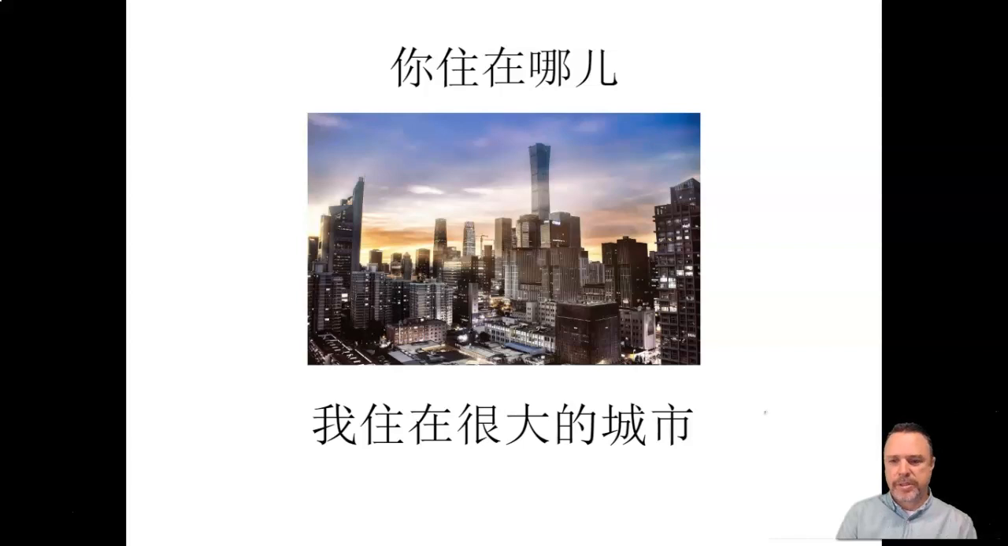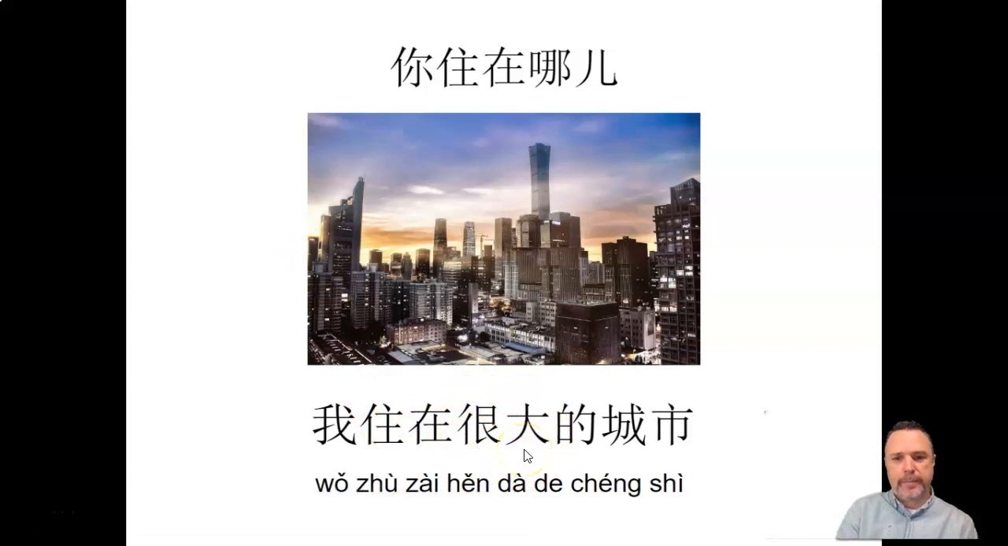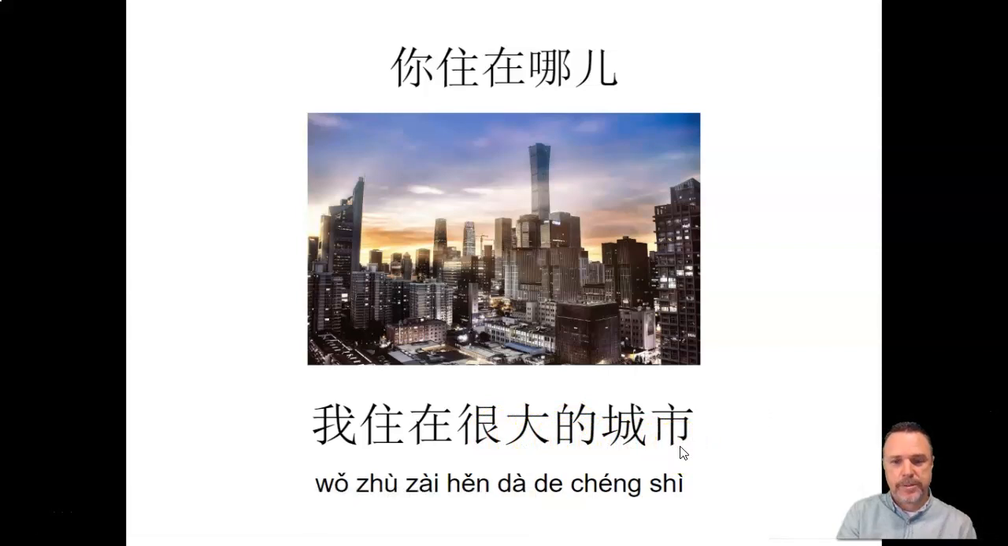Hopefully you recognize all of those characters. If you don't, here's some pinyin. So this sentence, 我住在很大的城市. How have I described this city? Well, here's my adjective here. 很大. Hopefully remember that 很大 means very big. Together 很大 is 2 characters, so we need the 的. 很大的城市 is just a very big city. So the full sentence there is I live in a very big city.